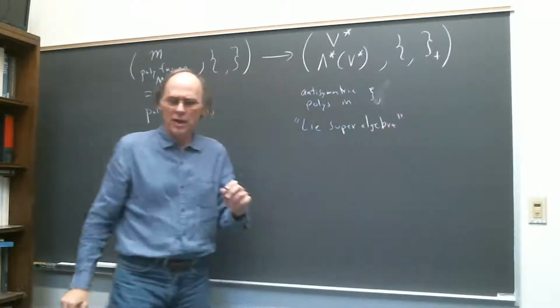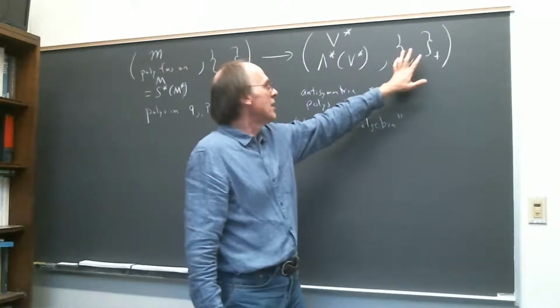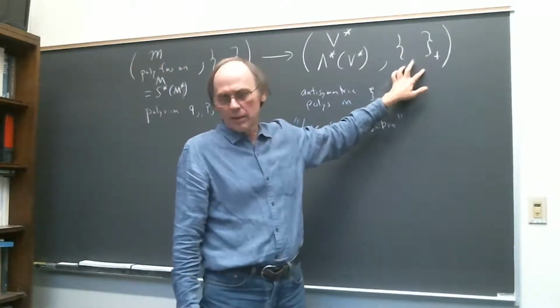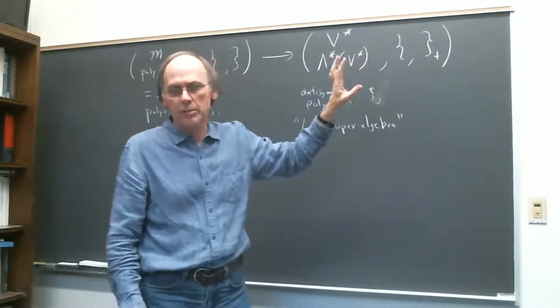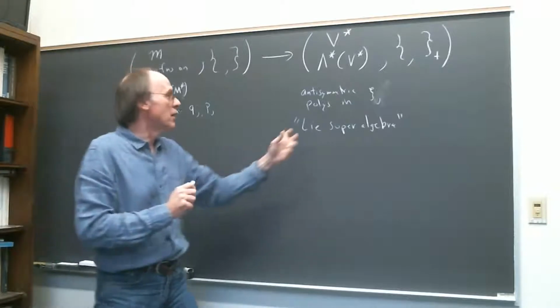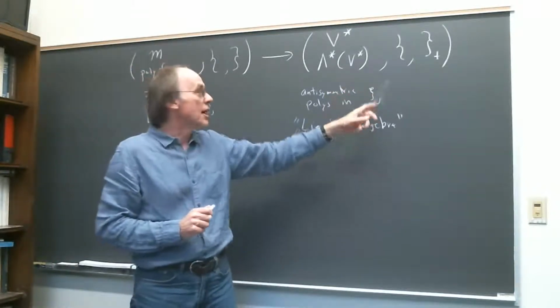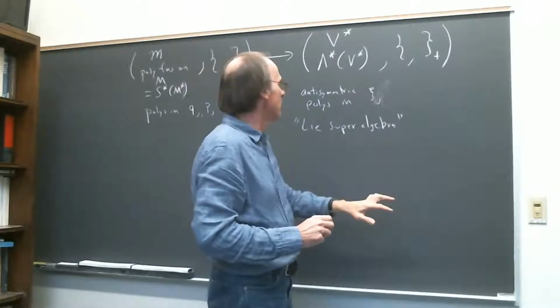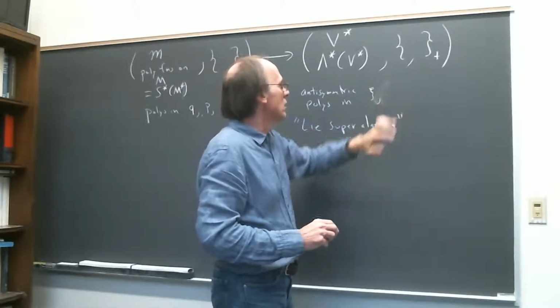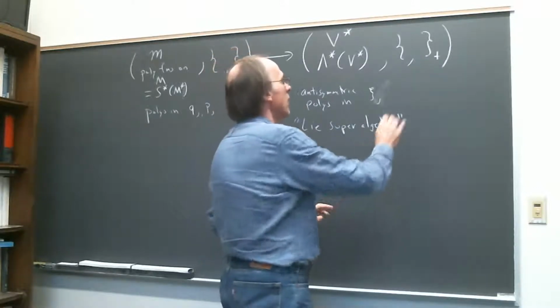And I think I wrote this down last time. But the point is that this behaves just like a Lie bracket. It obeys the same rules as the Lie bracket, except that there are signs that appear, needed in order to keep track of the order of things.